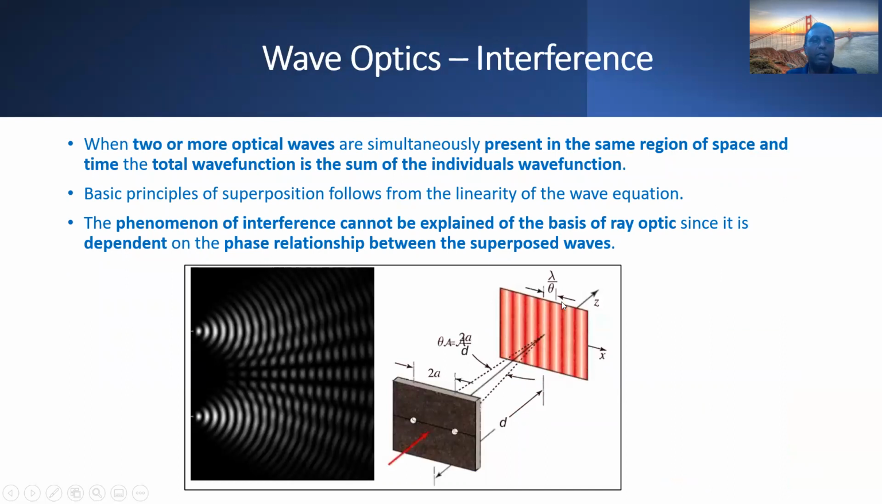Interference. Okay, interference happens when two or more optical waves are simultaneously present in the same region of space and time. The total waveform is a sum of the individual waveforms. The basic principle of superposition follows from the linearity of the wave equation. The phenomenon of interference cannot be explained on the basis of ray optics, since it depends on the phase relationship between the superposed waves.